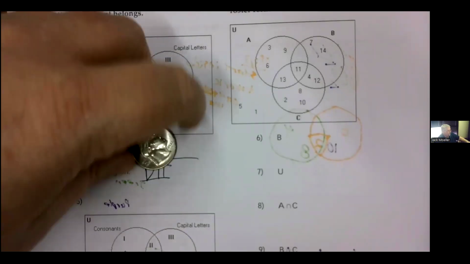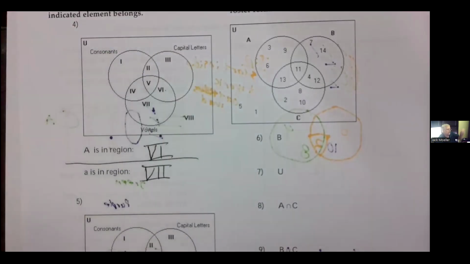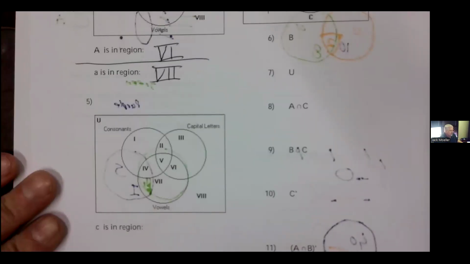Again, what helps, you can't put quarters up on your computer screen, but if you have it on paper, it's kind of nice. All right.